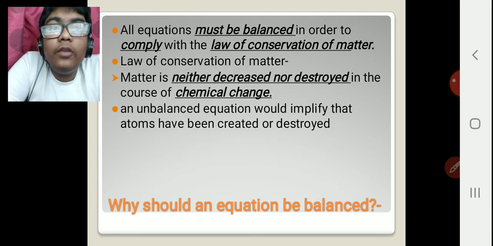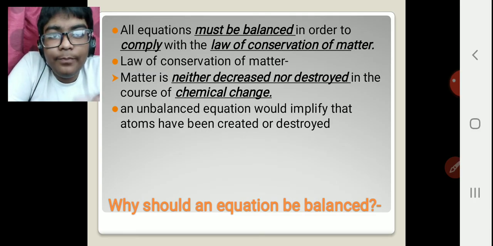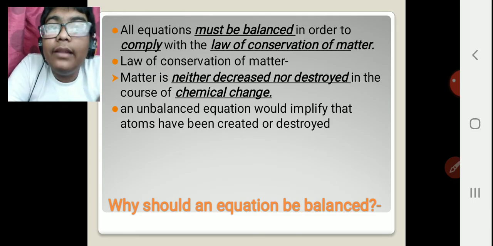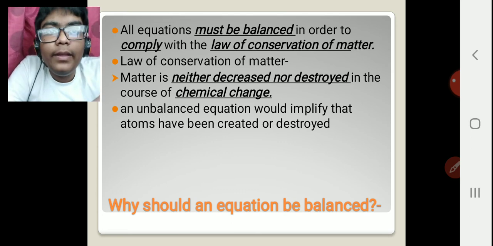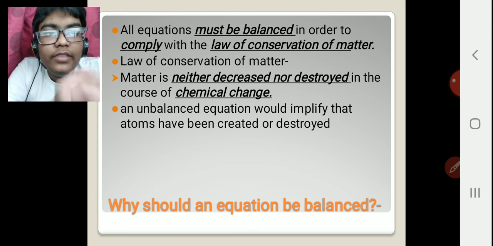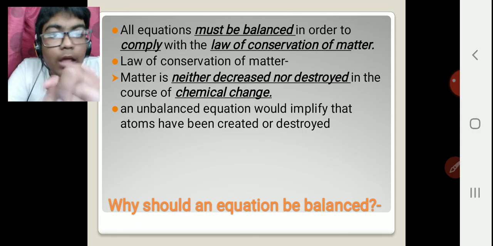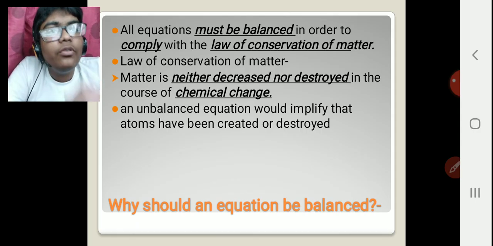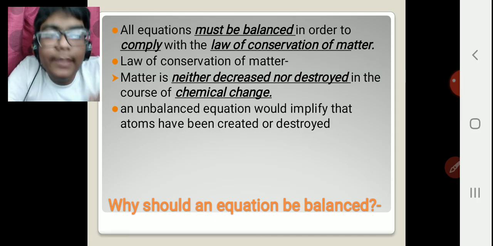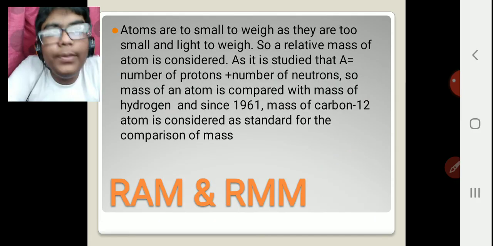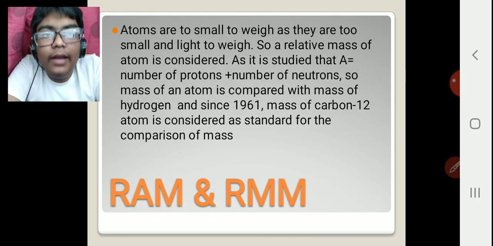It is because of the law of conservation of matter. According to that, matter is neither created nor destroyed, so in the course of a chemical change, it cannot be decreased or destroyed. Therefore, an unbalanced equation could imply that atoms have been created or destroyed. That is not possible.